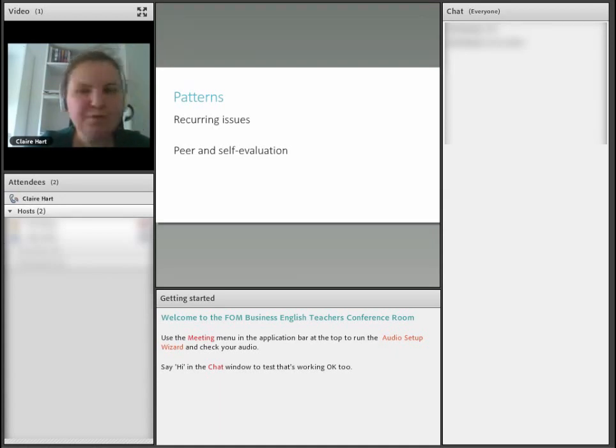So one thing we can do to get around that issue, which should hopefully also make our learners better language learners generally, is to encourage peer and self-evaluation. Okay, so we can do whatever we can, as much as we can, to ensure that learners feel comfortable correcting each other or giving feedback to each other. It doesn't necessarily only have to be correcting.